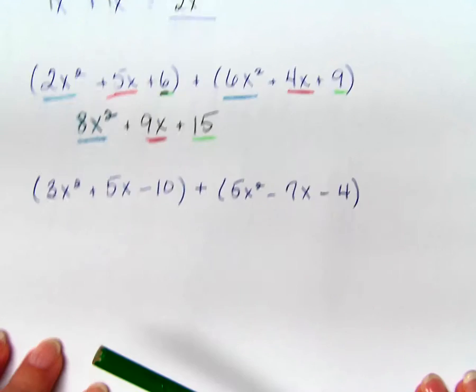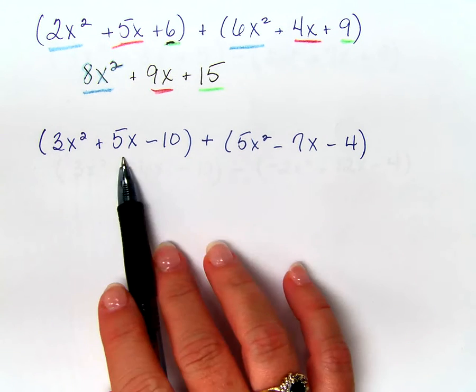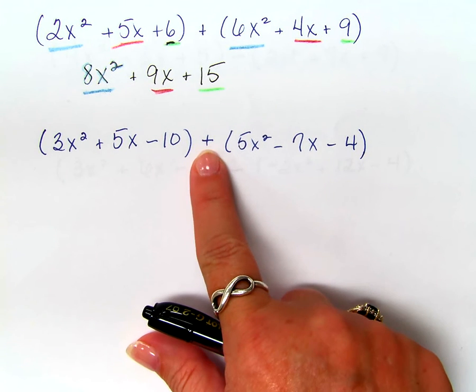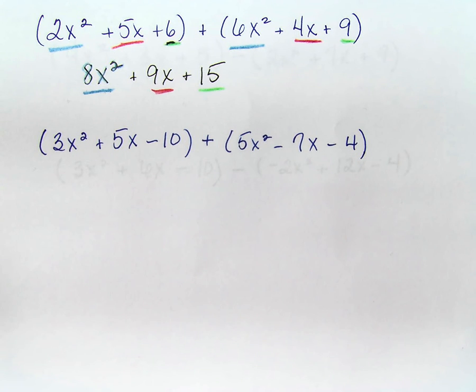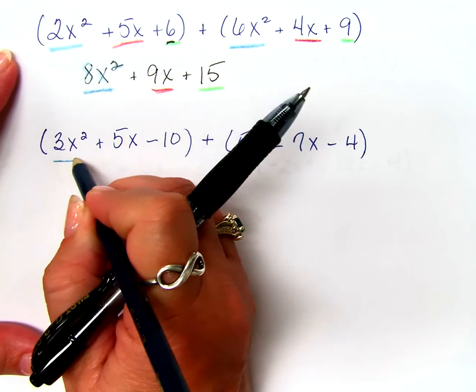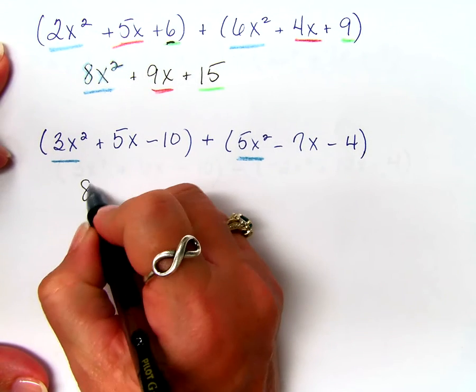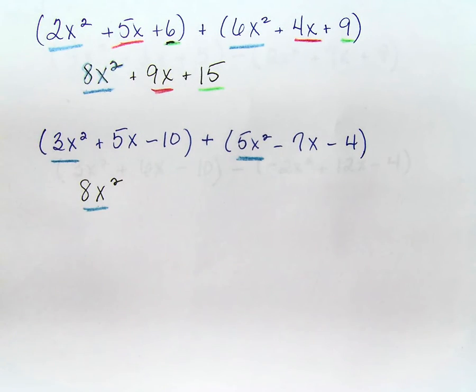Okay? One last example of adding polynomials. 3x squared plus 5x minus 10 and 5x squared minus 7x minus 4. Now, this is still adding polynomials, but we do have some negative signs in there, so we just have to be aware of those, okay? We're combining our like terms. Well, if I combine a 3x squared and a 5x squared, what do I get? 8x squared, okay? That came from the blue.